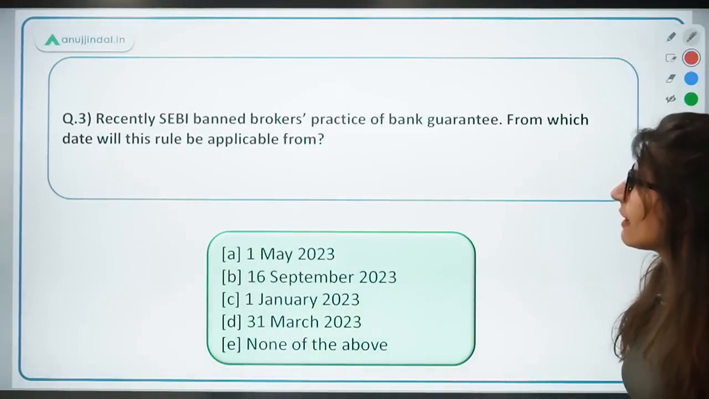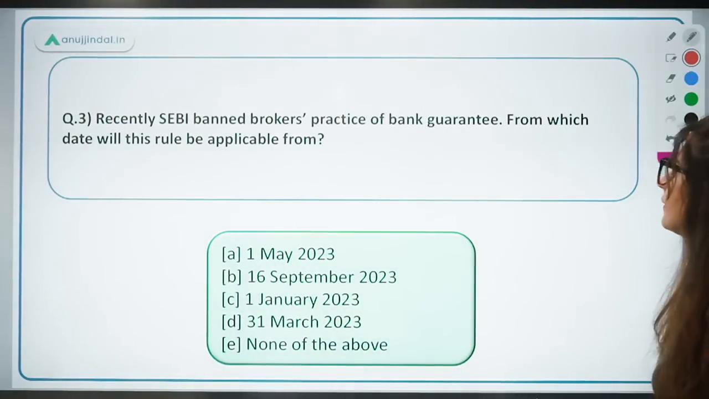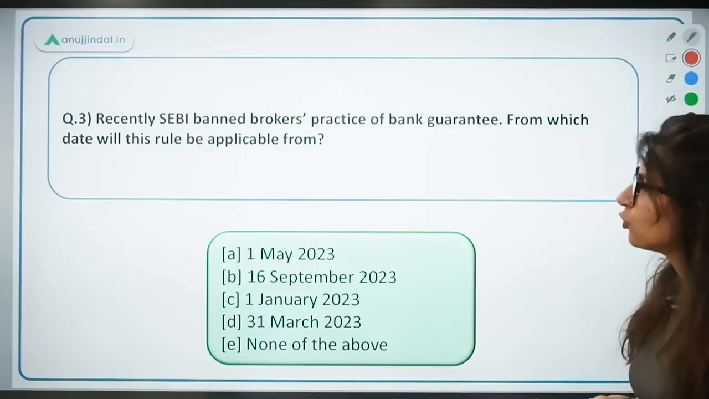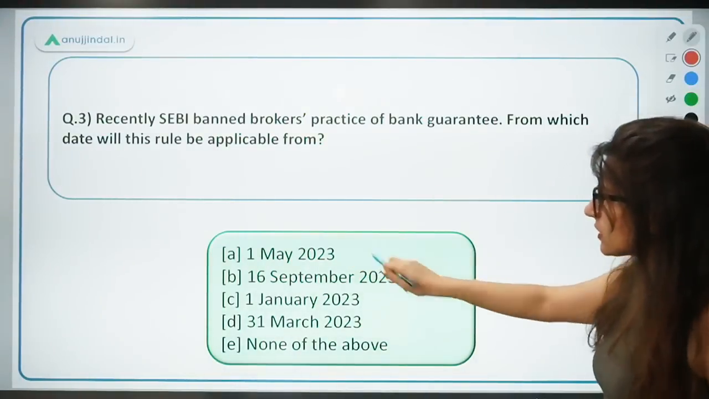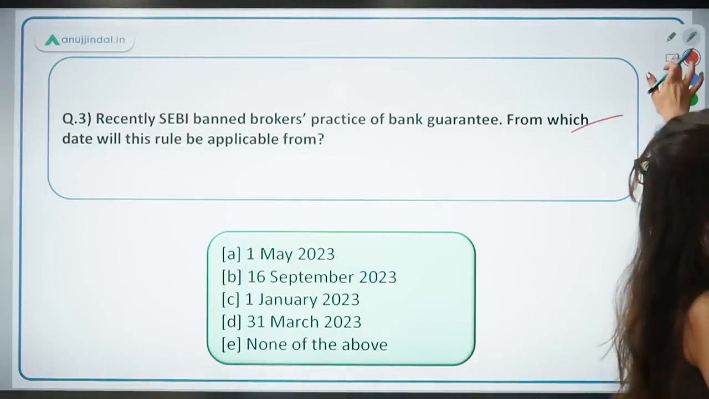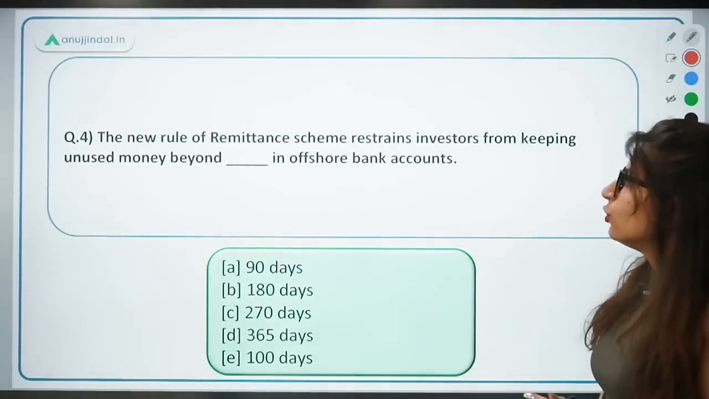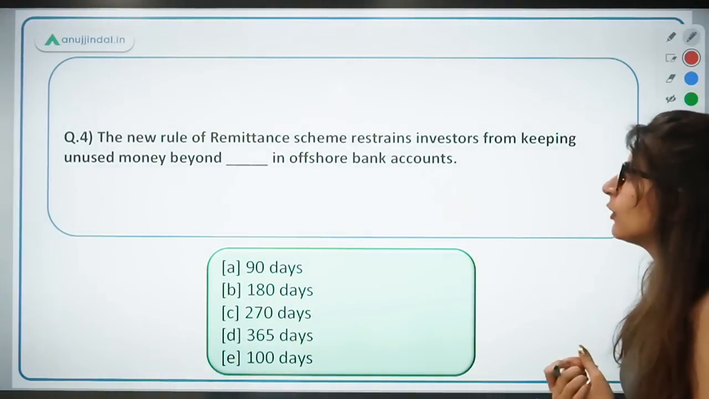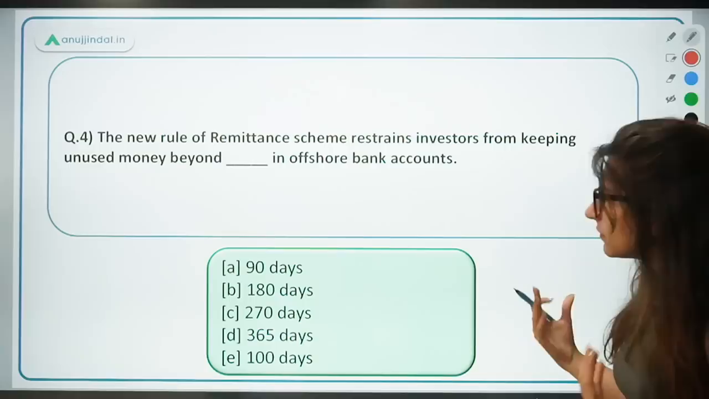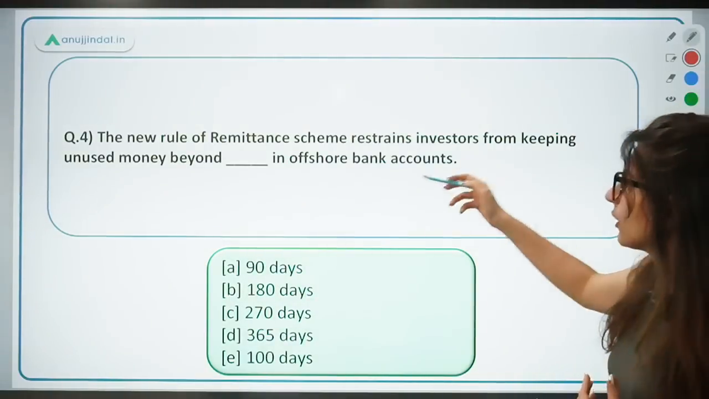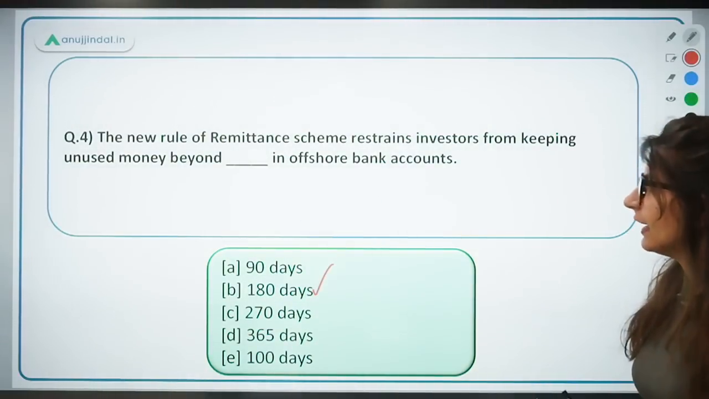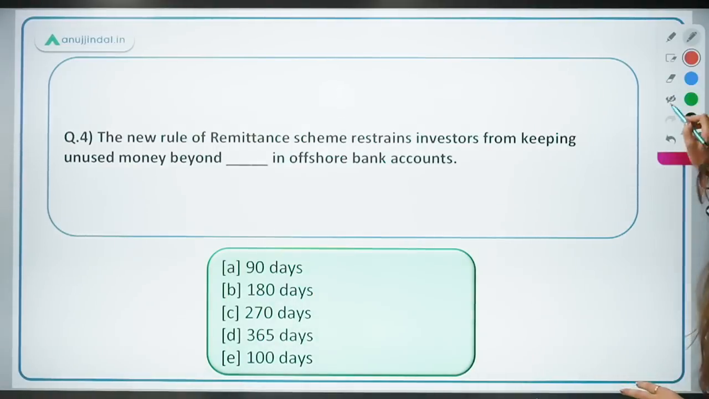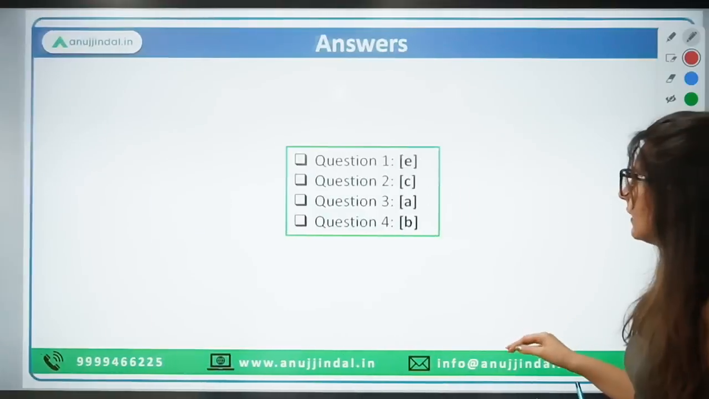Okay. Recently, SEBI banned the brokers' practice of bank guarantee. From which date will this rule be applicable? From 1st May 2023. The new rule of the remittance scheme restrains investors from keeping unused money beyond dash. Here you have to tell the number of days. So the correct answer here is 180 days in offshore bank accounts. The correct answer here is 180 days, B.